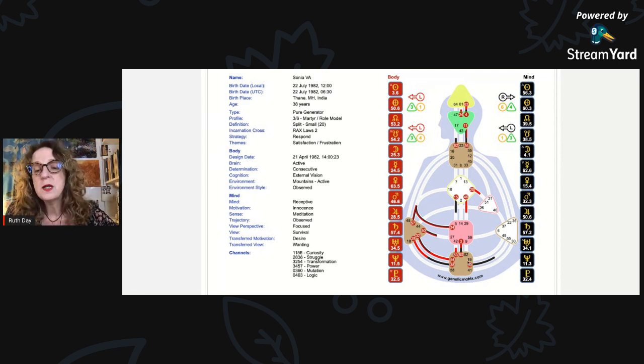When you have something like your root center defined, it also means that you are reliable. If someone's got a defined root center, this is a person who shows up on time. People with undefined root centers tend to feel a lot of pressure from the outside world to be on time, but might struggle a bit with it.